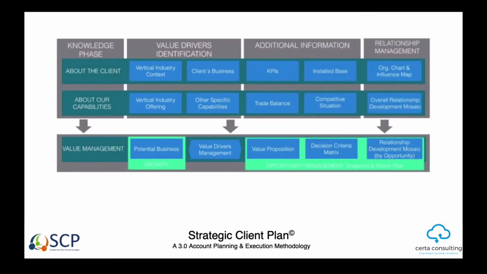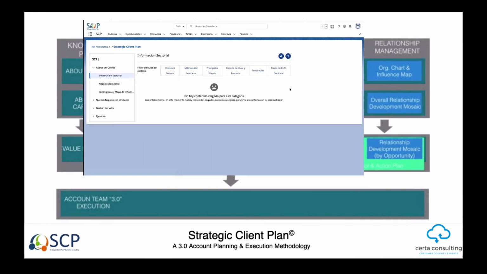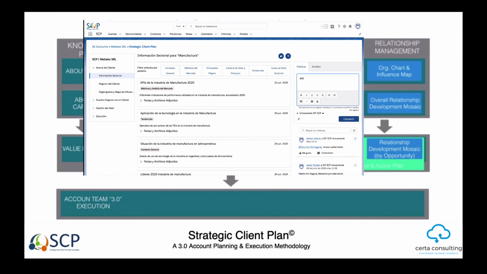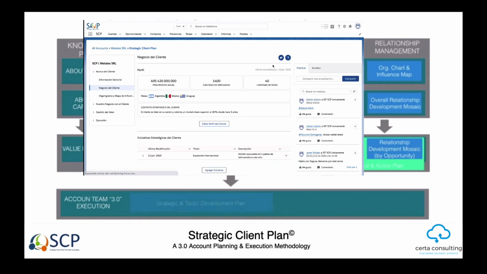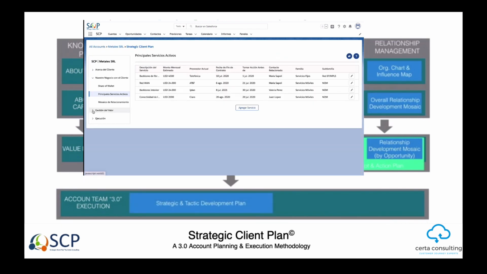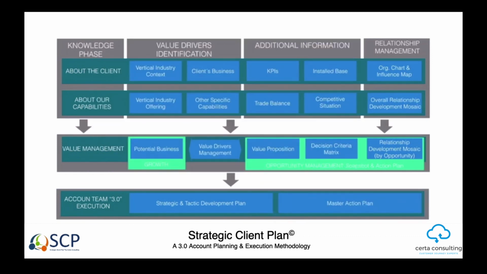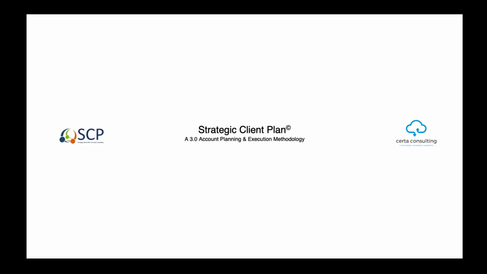In this way, the account team, taking advantage of the collaborative nature of the platform, will consolidate the strategic and tactic development plan, including a detailed roadmap to be executed. SCP, a 3.0 methodology for the planning and execution of business in the B2B domain.